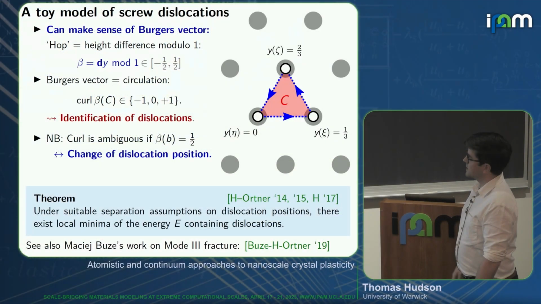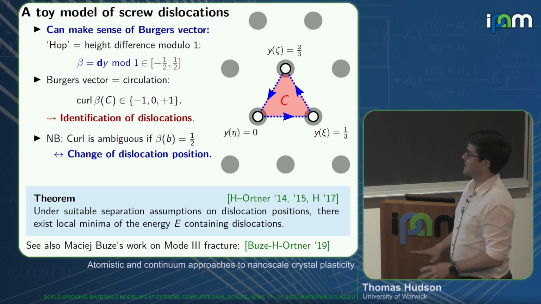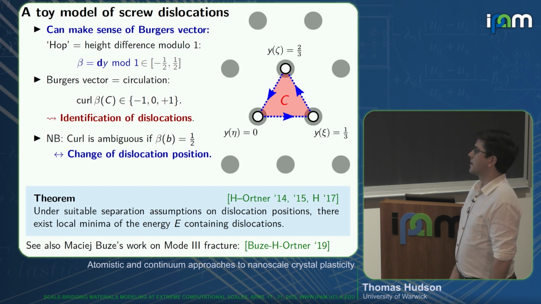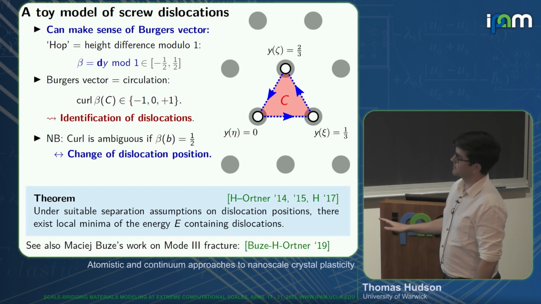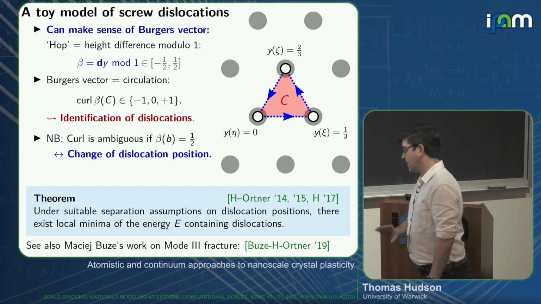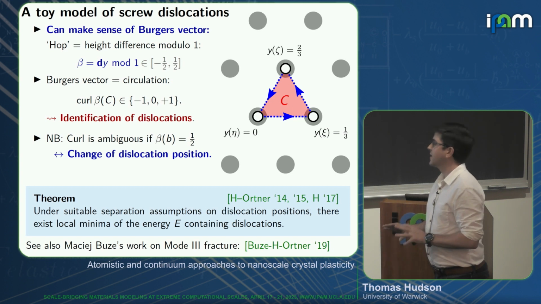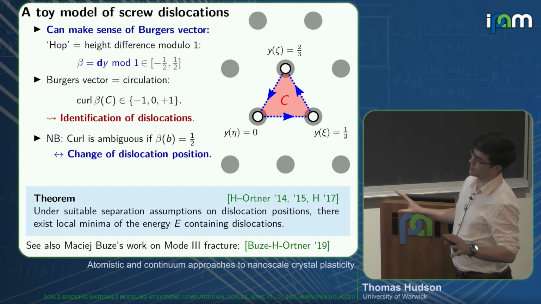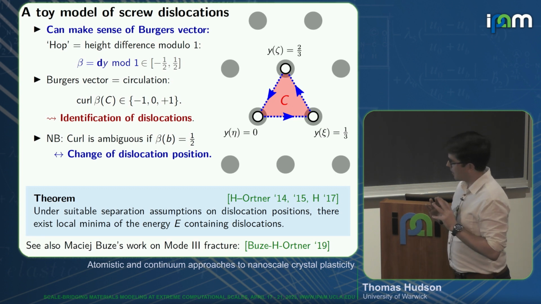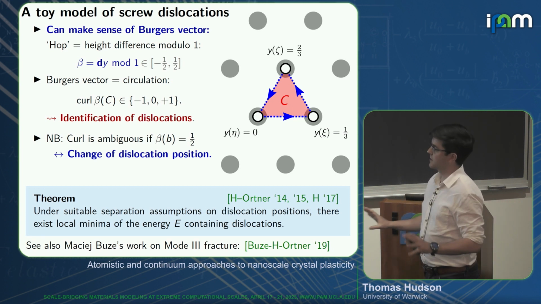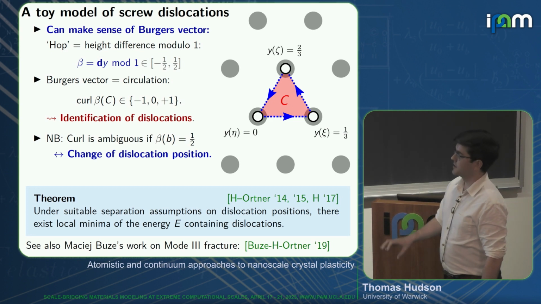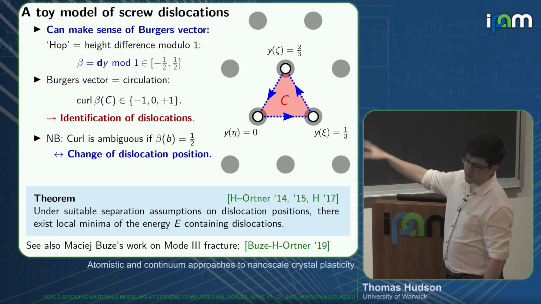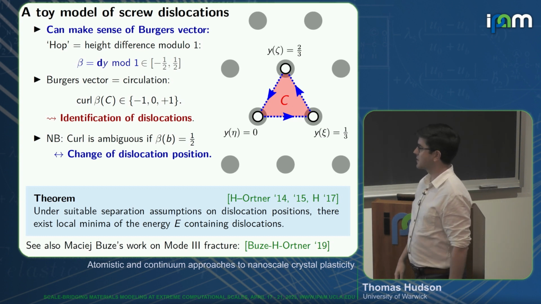The work that I did in my thesis was basically to show that under various assumptions, let's leave it at that, there are local minimizers of the energy that I wrote down that contain dislocations. If you tell me where you would like to put dislocations, there are some criteria about the separation between those dislocations under which you can say there exists a local minimizer of this energy. So we can really prove that this energy can contain dislocation states using this notion of what it means to have a dislocation present.